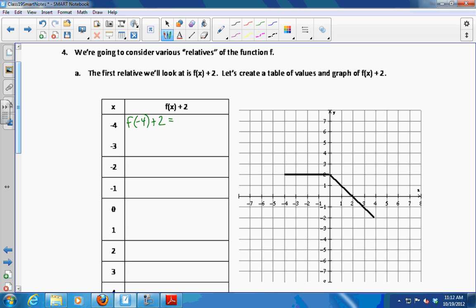Now what is f of -4? 2. So this is going to be 2 plus 2, which is 4. Okay. Now I'm going to do the same thing for -3. I'm going to plug -3 into f, so I'm going to do f of -3, and then add 2. Now what is f of -3? 2. So I'm going to do 2 plus 2, and I get 4 again.